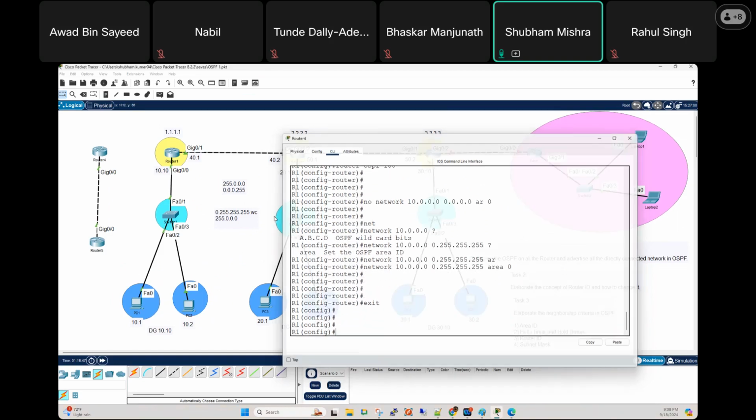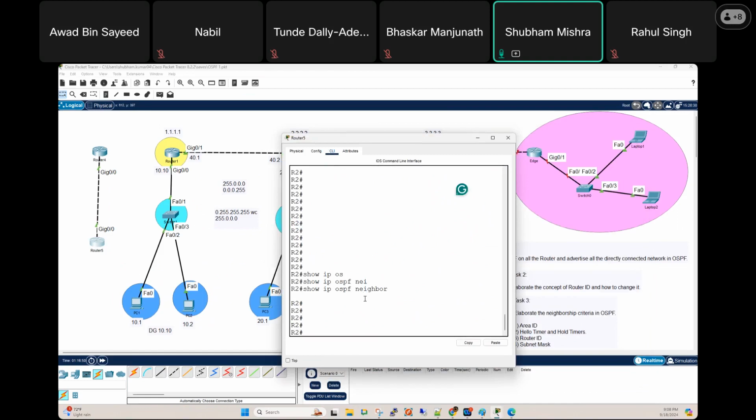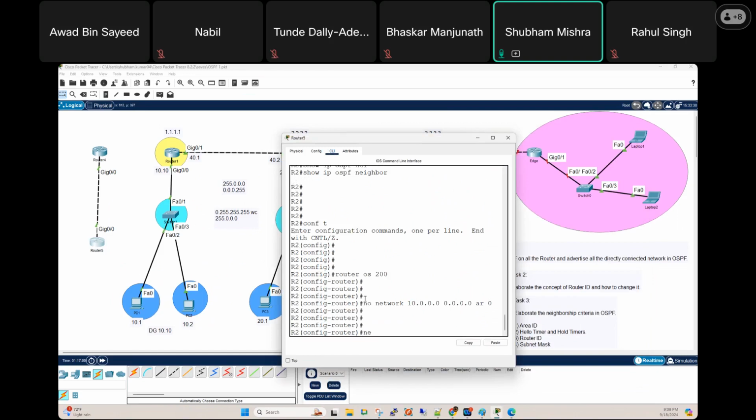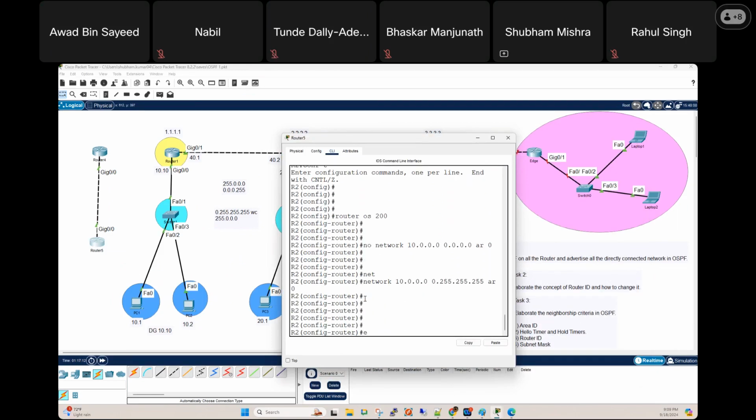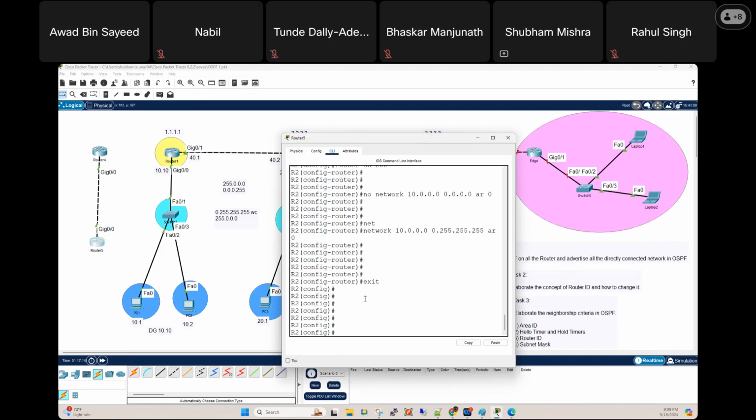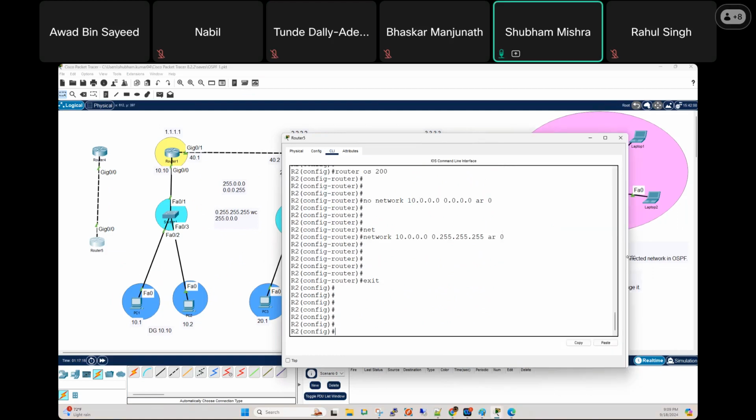Are you done now, everyone? Yes or no? Conf t, router OSPF. Here we are running 200. Yes or no? I am removing it. I am writing network 10.0.0.0. What will be the wildcard? 0.255.255.255. Area is 0. I configure these things.